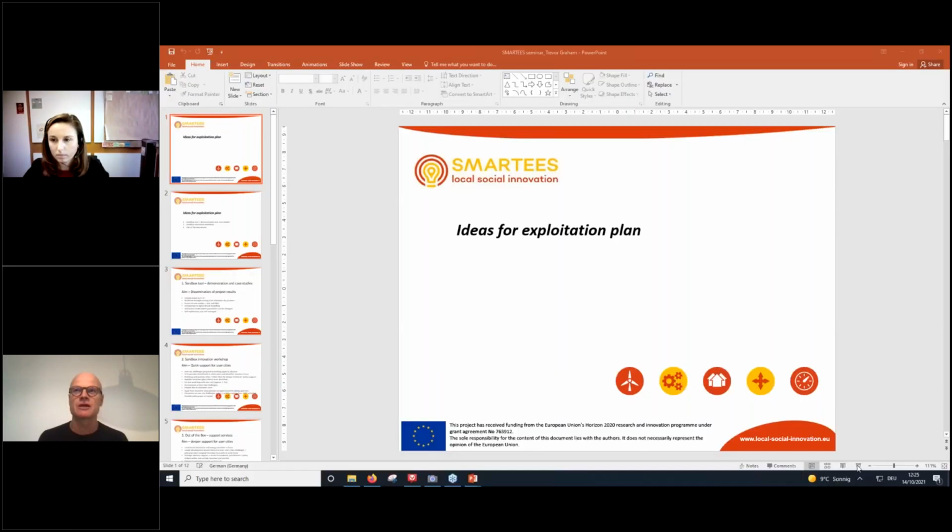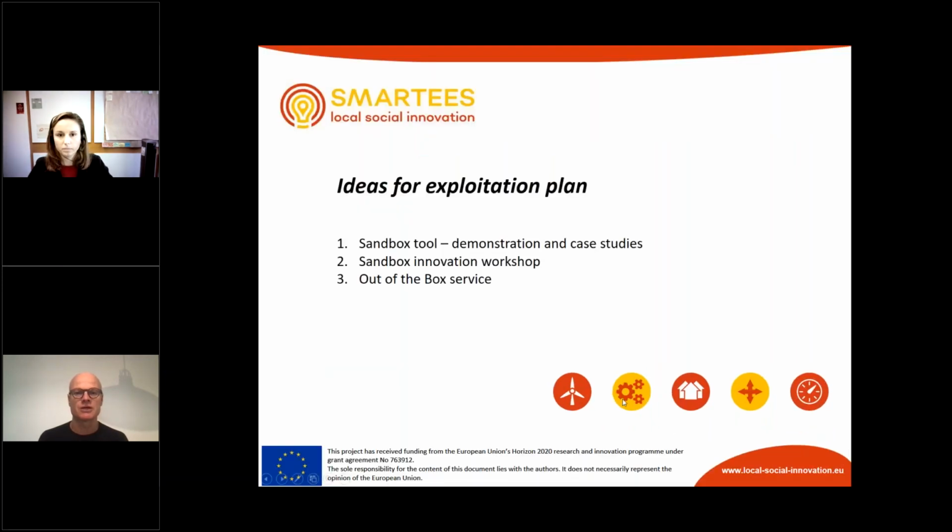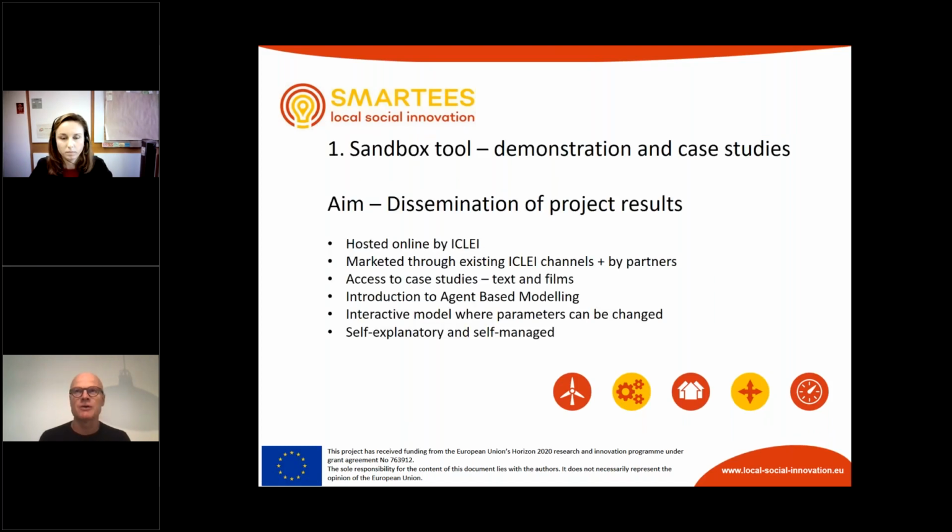And what we've seen is there are 3 levels of knowledge that we've been generating through the project. One is around the lived experience of practitioners in the cities. Another is around social science research, around behavioural issues and effects on energy transition and mobility issues in cities. And the third is the agent-based modelling. So what we're looking at is how can we take those 3 levels of knowledge and make them accessible for cities into the future.